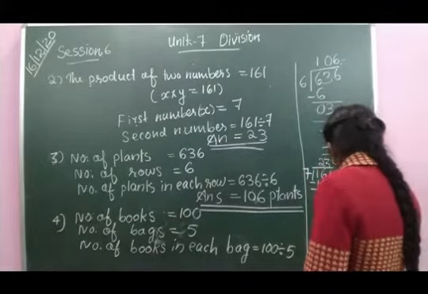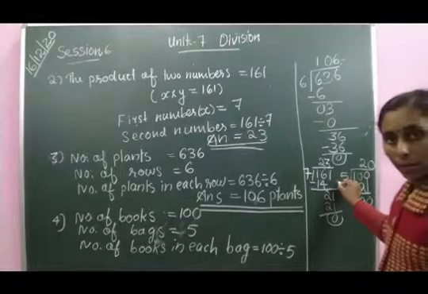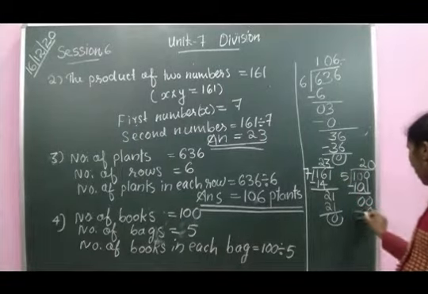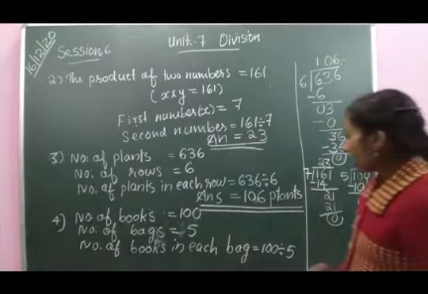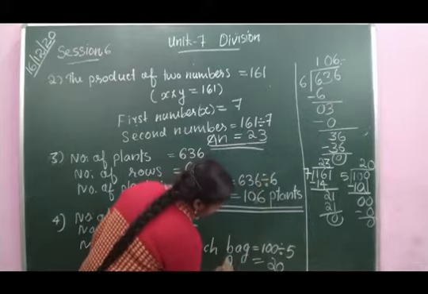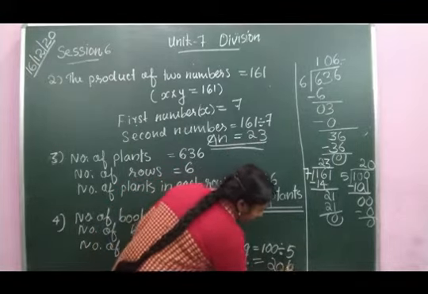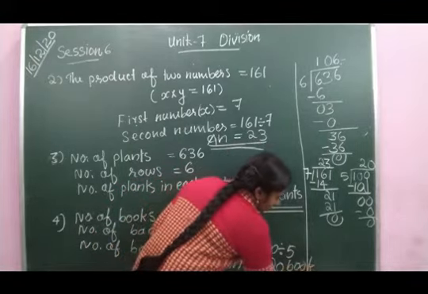So we have to place 0 here. Then do the multiplication. 0 multiplied by 5 is 0. Then do the subtraction. Then we get 0. Then what is the quotient? 20. How many books will be there in one bag? 20 books. Here we have to write 20 books.